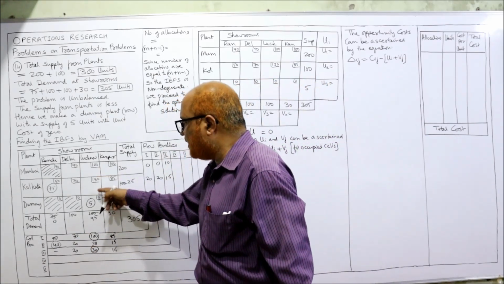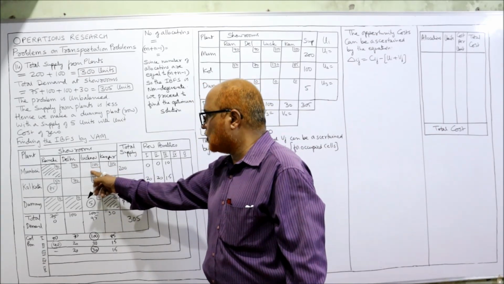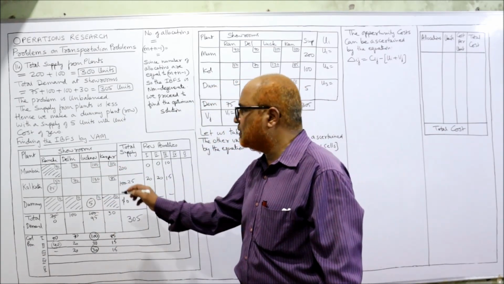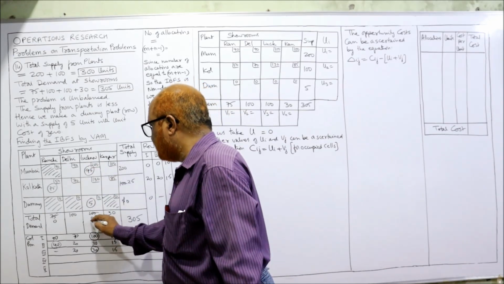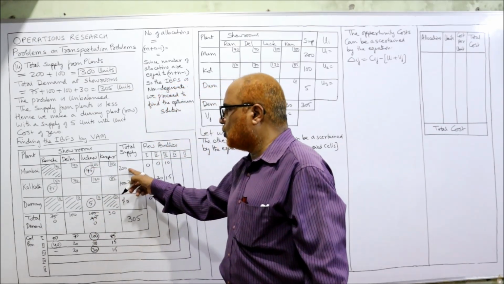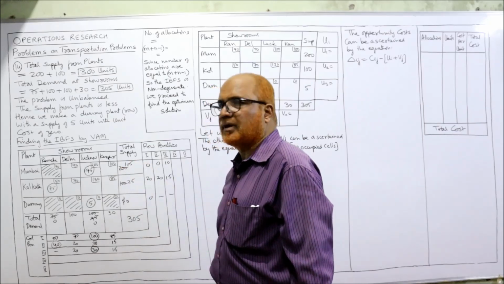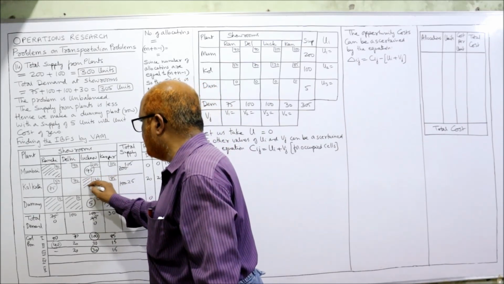What is the column minimum here? 100 rupees is the column minimum. Allocate in this. Row total 200, column total 95. So 95 is minimum. We allocate 95 here. So 95 minus 95 is 0. And 200 minus 95 will be 105. Right? So this has become 0. So column is blocked.